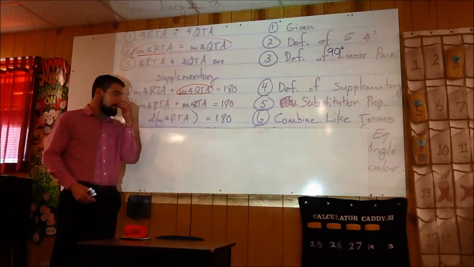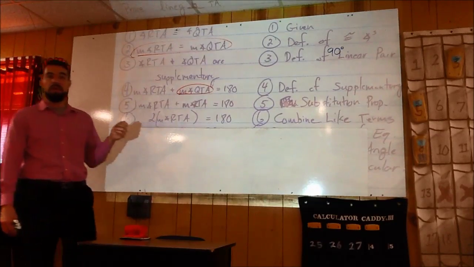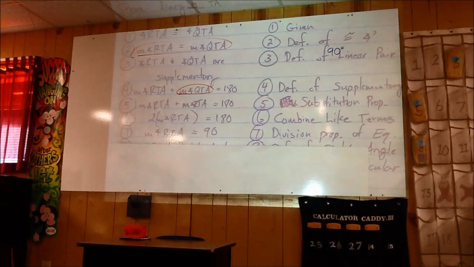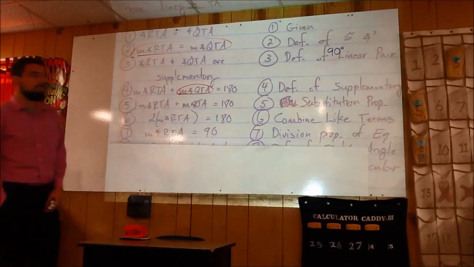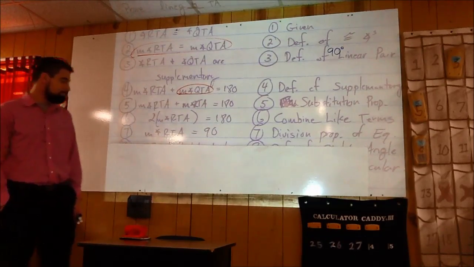Okay. Now what? I've got two of these measures of angle RTA equals 180. What am I going to do next? Yeah, I'm going to divide. What allows you to divide by the same value on both sides of the equation? Division property of equality. So now, when I do that, I get the measure of angle RTA equals 90, and that is justified by the division property of equality. I've just divided by 2 on both sides of the equation.